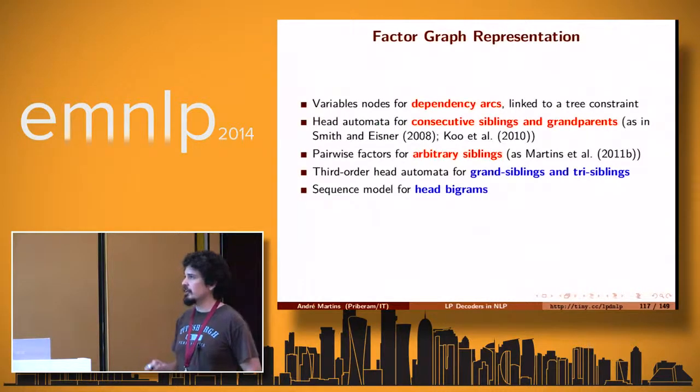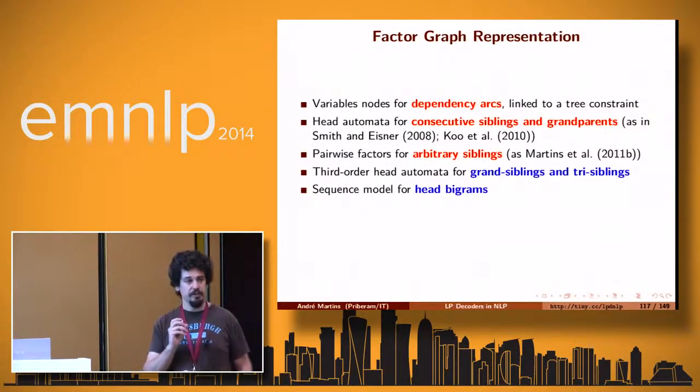All right, so here's how our factor graph looks for this problem. We're going to have variable nodes for dependency arcs. Each variable node in the factor graph is going to stand for a possible pair of words, a possible arc connecting a pair of words. These variables are all binary. Either the arc belongs to the final tree or it doesn't. We are going to have a tree constraint that imposes that the final assignment of arcs is going to define a well-formed tree. Then, to model the consecutive siblings and the grandparents, we are going to introduce head automata.